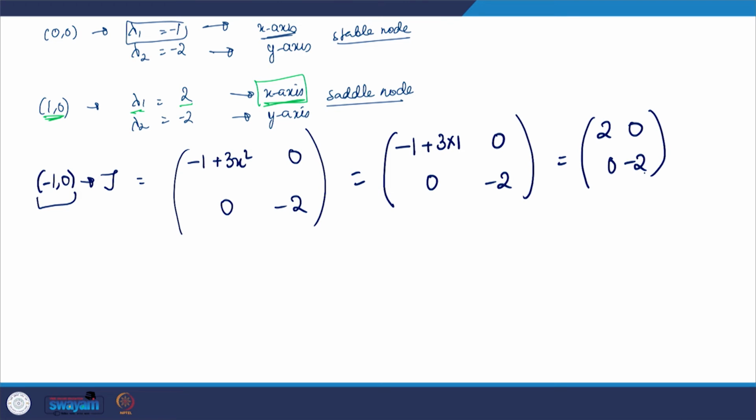Straight away, we can look at the tau and delta values at minus 1, 0. Tau here would be the trace of this matrix, and that trace is 0. The determinant is 2 into minus 2, which is minus 4. So, we have a negative determinant, and we are already talking about the saddle node.